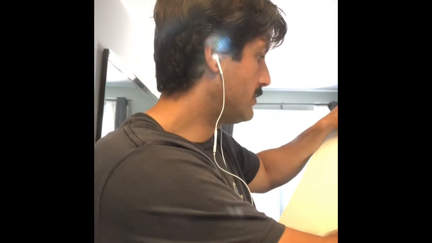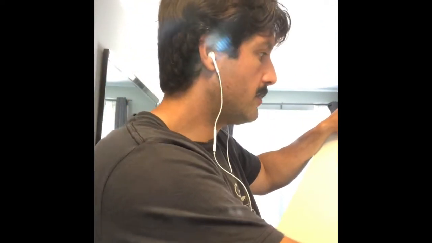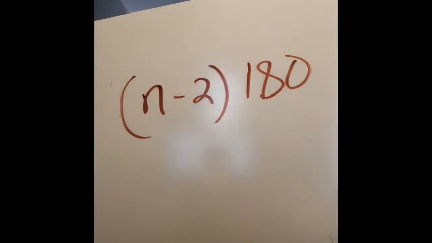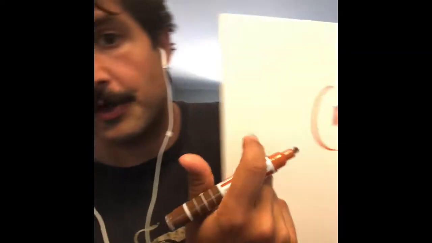Same process as before, so I'm not going to go through the entire thing, but the formula you need to know is (n minus 2) times 180 degrees. There's your formula. Now the n is the number of sides, so if it tells you 13 sides, you sub 13 in for n, and you can solve.